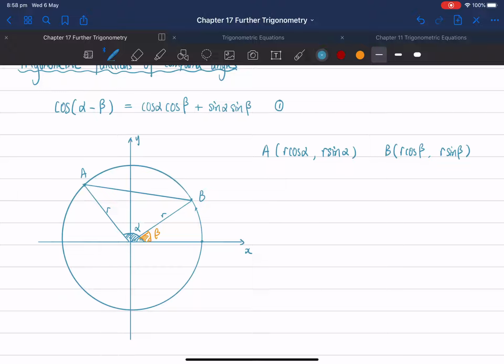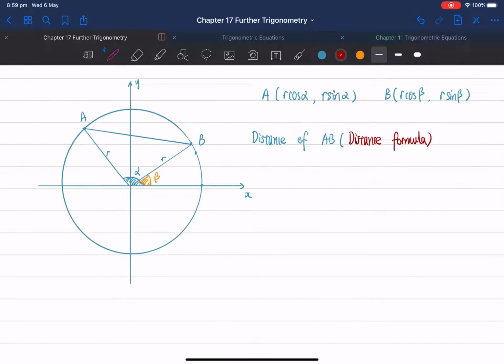Now once you have these 2 coordinates, I would like to use the distance formula. All right, so the distance of AB, and we're using the distance formula, not the cosine rule. Later we're going to use the cosine rule. All right, so distance formula.